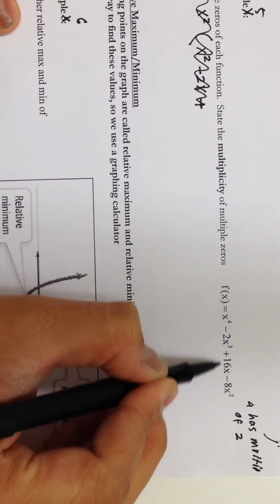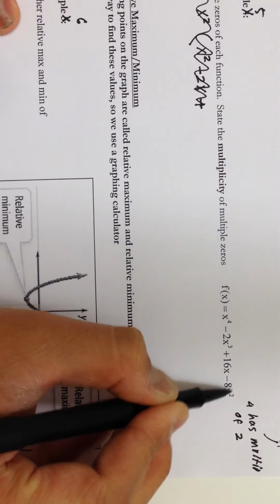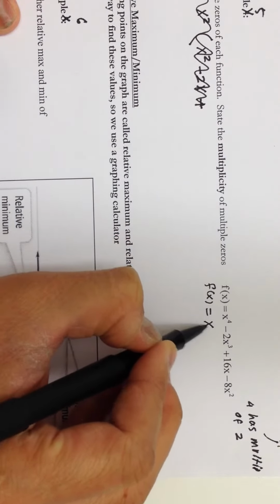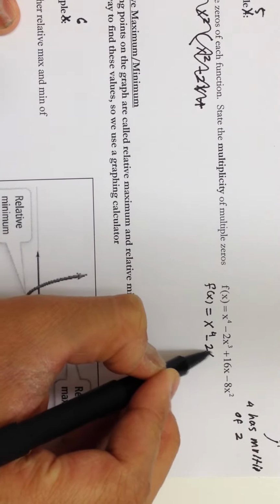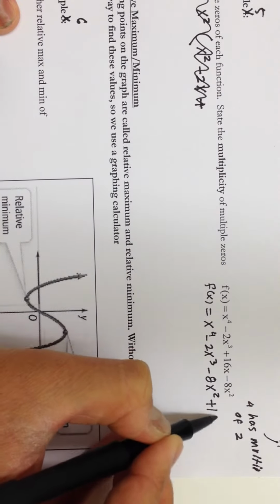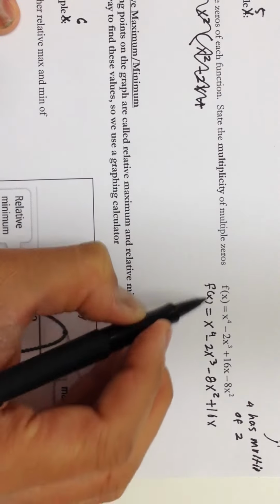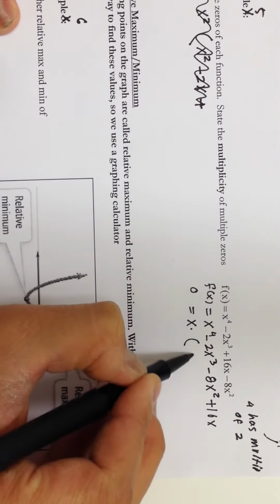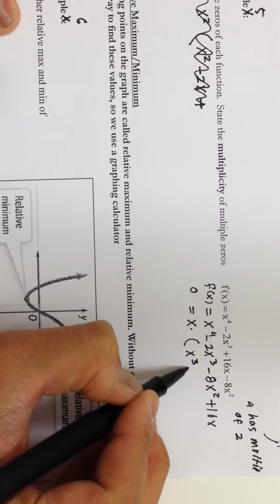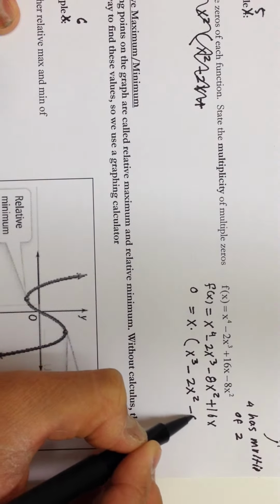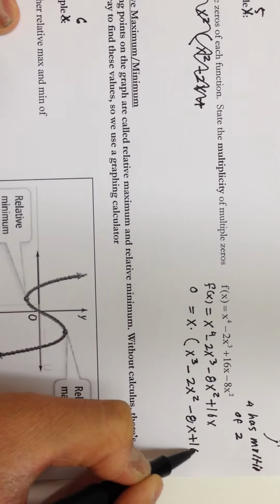But I have to arrange it first because the function is not in descending order. So start out by rearranging the function: x to the 4th minus 2x to the 3rd minus 8x squared plus 16x. I'm going to go ahead and factor out an x, leaving x cubed minus 2x squared minus 8x plus 16.